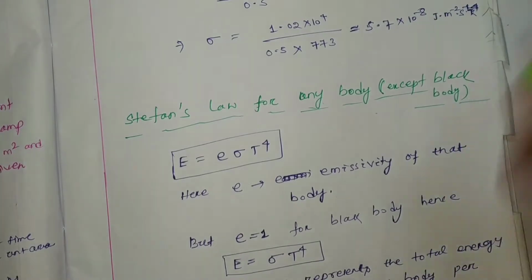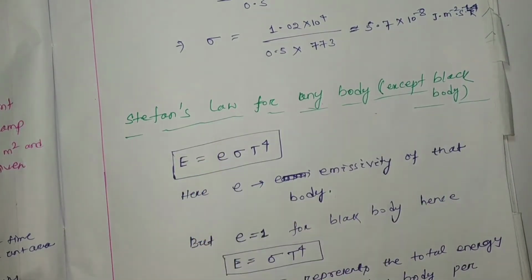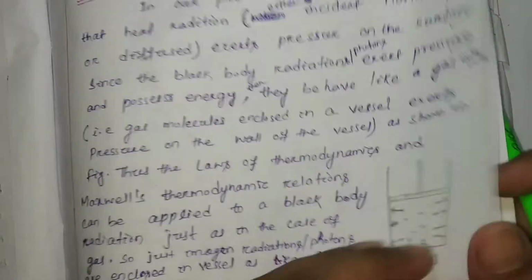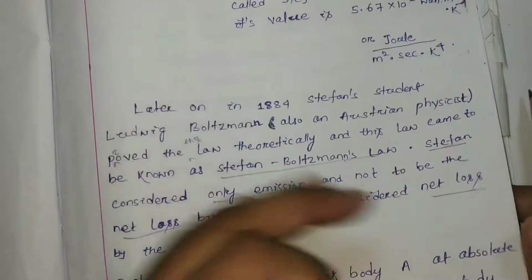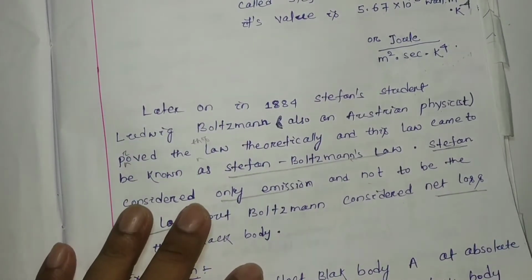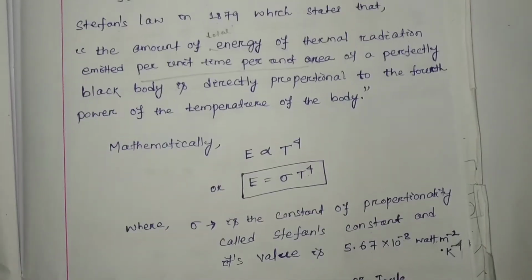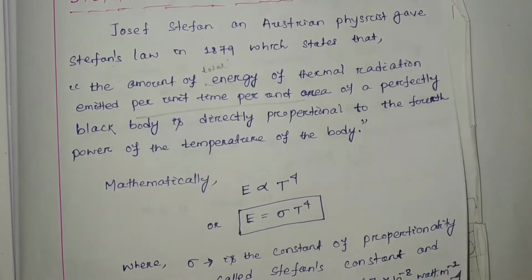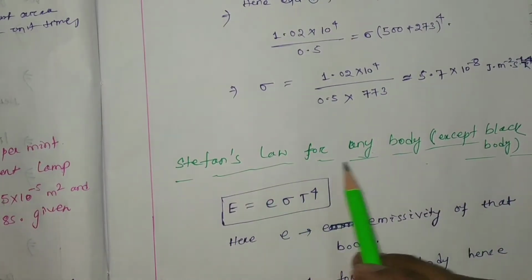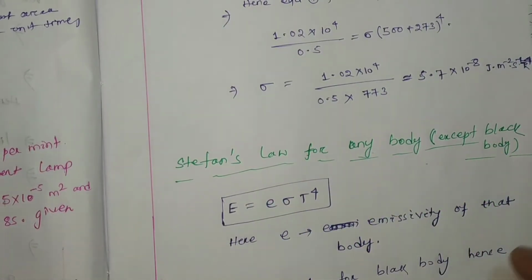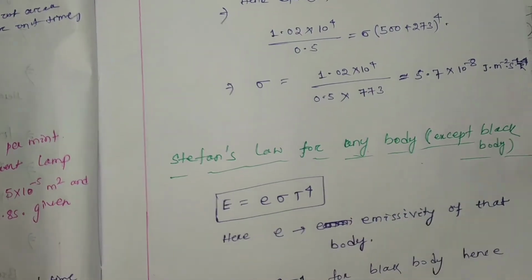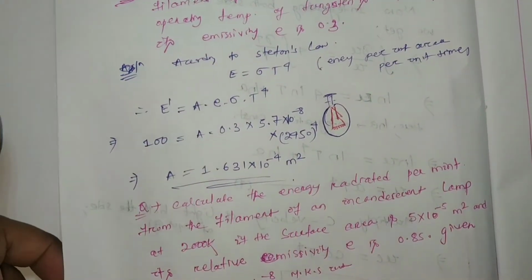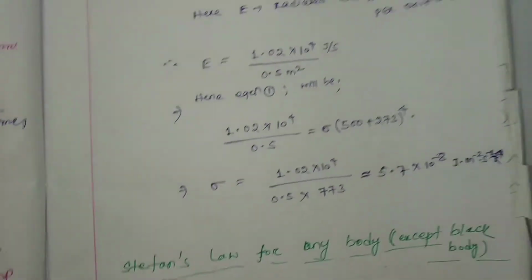the extension of your Stefan's law. That means whatever we discussed in our last class regarding Stefan's law is based only on the black body, only the black body and its corresponding radiation, mathematically this one. If instead of a black body we consider any body, then what will be the Stefan's law? So Stefan's law for any body except a black body, what will be the mathematical expression, that we are going to discuss. And another two numericals we have to discuss in this class, and in the next class we are going to discuss the Wien's displacement law.